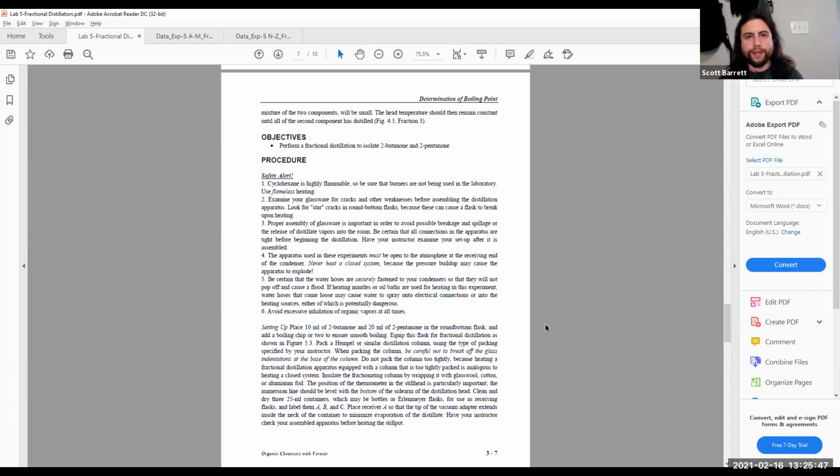So here are many safety components that everyone needs to make sure to have written within their lab notebook, because this can be a dangerous procedure, especially utilizing different forms of volatile substances that are flammable. So in this scenario, we'll be performing a fractional distillation to isolate 2-butanone and 2-pentanone.